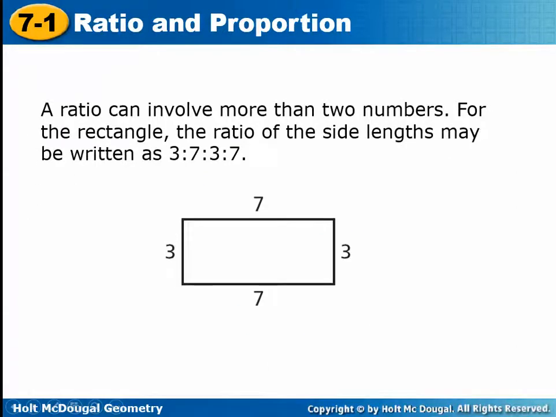We're going to be using ratios with geometric figures, so a lot of times that'll involve a figure like a rectangle. In this rectangle, the ratio of the side lengths may be written as 3 to 7. Now if you have more than 2 numbers, you can't write it like a fraction. If you have 3 sides, you can have 3 numbers. You'd have to use the colon method of writing this then. You will not write these as fractions.